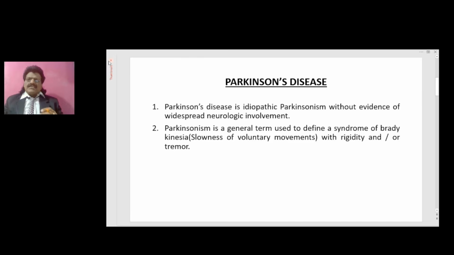Parkinson's disease is idiopathic Parkinsonism without evidence of widespread neurologic involvement. Parkinsonism is a general term used to define a syndrome of bradykinesia, slowness of voluntary movements, with rigidity and/or tremor.